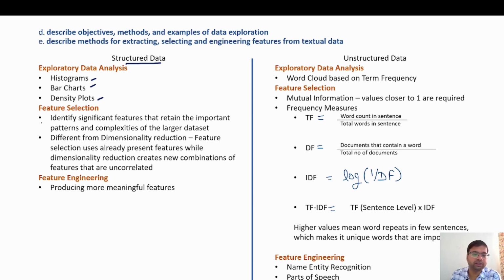The feature selection part is: once you analyze the data, you will know the significant features that retain the important information of the data set, and you can select those features out of all the features present. Feature selection is different from dimensionality reduction. Dimensionality reduction combines 2 or 3 features together to create a new feature which retains the information. Feature selection selects particular features from those already present, without creating a new feature.